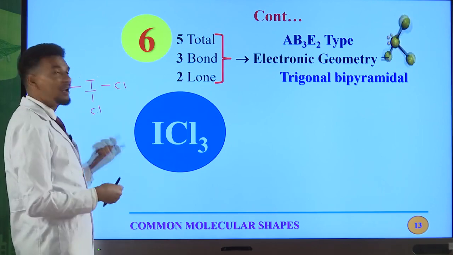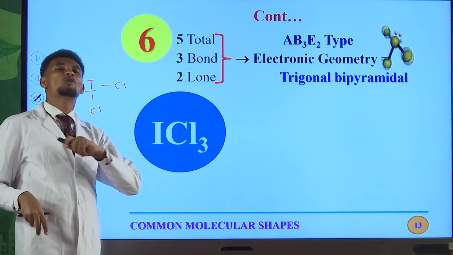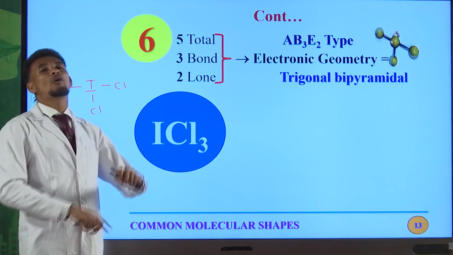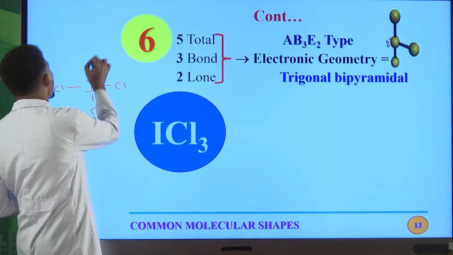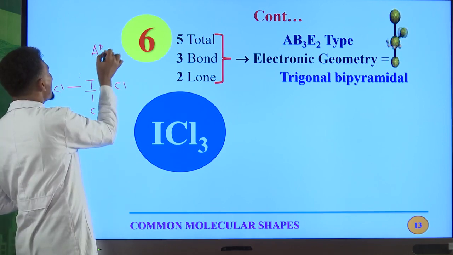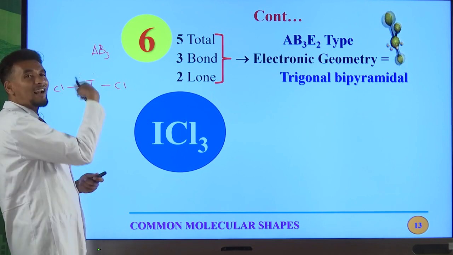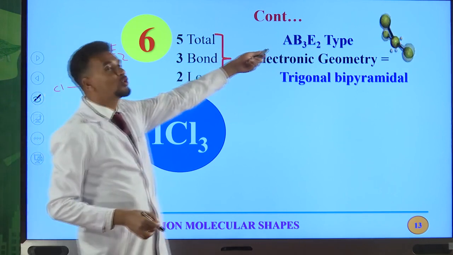What is the central atom? Iodine. Why is it the central atom? Because of its low electronegativity. Except hydrogen, from all molecules, the atom that has low electronegativity can be considered the central atom. Others are terminal atoms, or you can also call them pendant atoms or substituents. So this is the Lewis structure for ICl3. I is the central atom, A. How many chlorine atoms do we have? 3. So B3. How many lone pairs of electrons do we have around the central atom? 2 lone pairs of electrons. So E2. AB3E2 type.